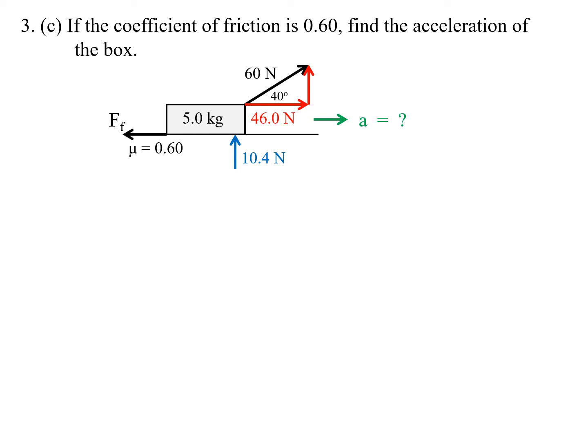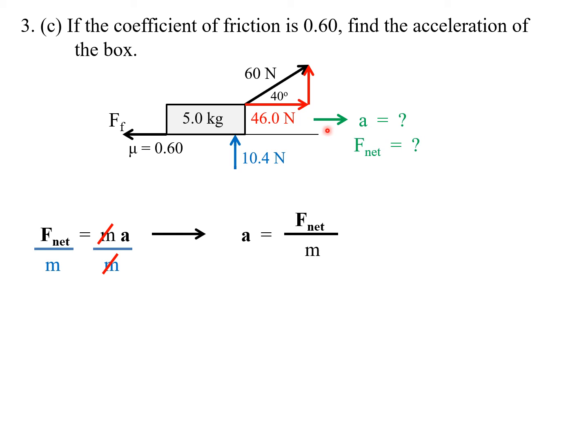Now we want to find the acceleration of the box, given a coefficient of friction. So now we're bringing a whole bunch of stuff in here. Notice I listed that the normal force is equal to 10.4 newtons now. If there's an acceleration, that implies a net force is present. The net force can be found by ma, and ultimately the acceleration can be found from the net force divided by the mass. But we don't know what the net force is.